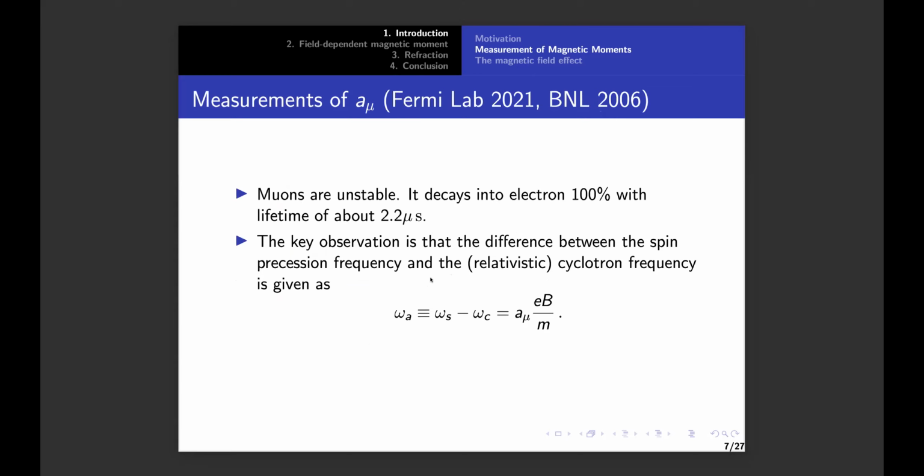In the case of the muon, this Penning trap method cannot be applied because muons are unstable. It decays into an electron 100% with a lifetime of about 2.2 microseconds. But here, the key observation is that the difference between the spin precession frequency, omega s, and the relativistic cyclotron frequency is proportional to a mu times eB over mass.